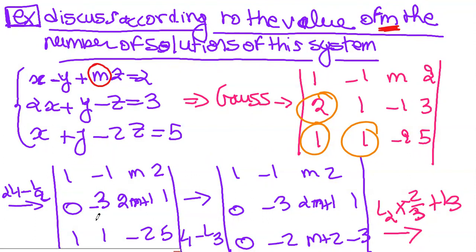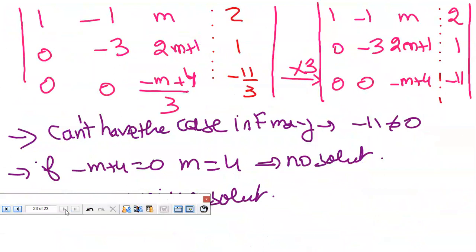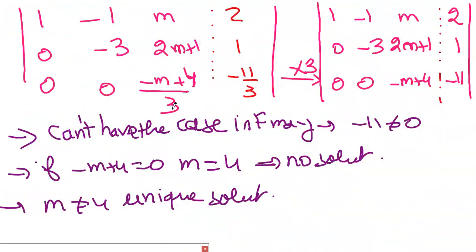Then I still have to make this one 0, so I did L1 minus L3: 1 minus 1 is 0, minus 1 minus 1 minus 2, m minus minus 2 is m plus 2, and 2 minus 5 is minus 3. Then I still have this one to make 0, so I multiply this line by minus 2 over 3, and add it with the third row, and here it becomes 0. Since I have a fraction, the best way not to have a fraction is to multiply it by 3. And this is my final result.